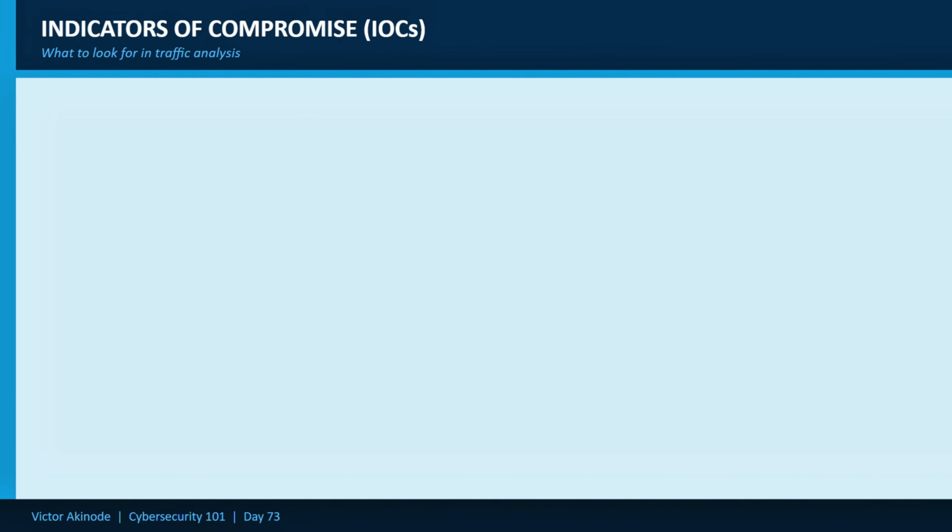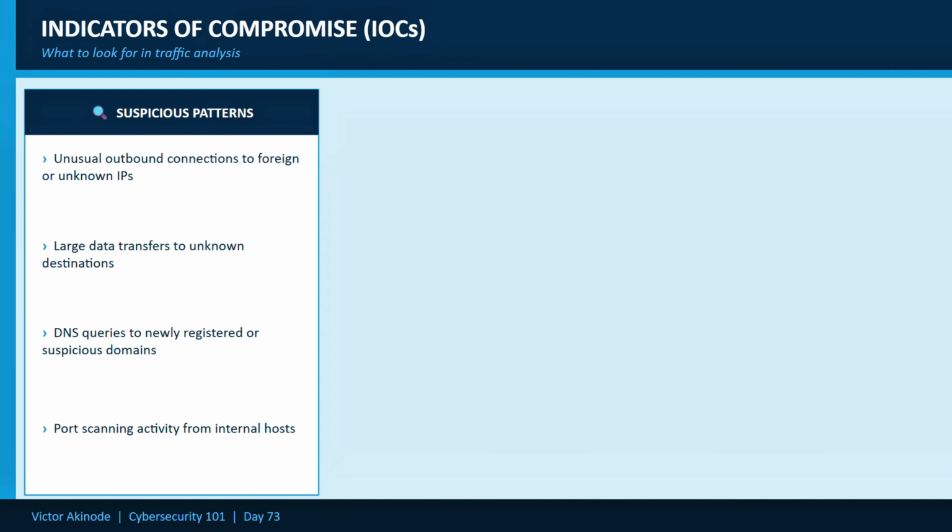Now let's consider the indicators we should look for when we are doing network traffic analysis. So here are some of the indicators of compromise to look for in traffic. The first set to consider are suspicious patterns. And this has to do with unusual outbound connections to foreign IP addresses, large data transfers to unknown destinations, DNS queries to suspicious or newly registered domains, and port scanning activity targeting multiple systems.